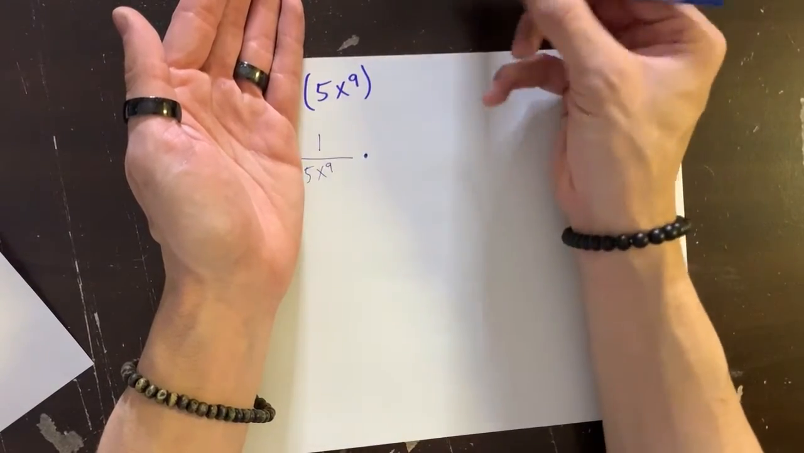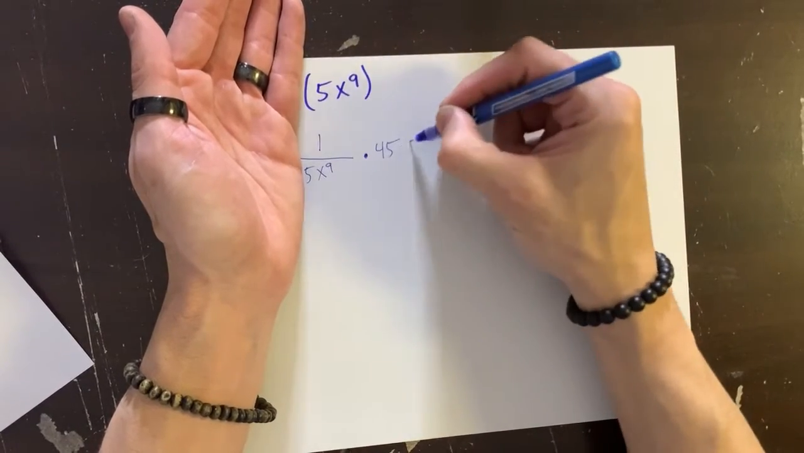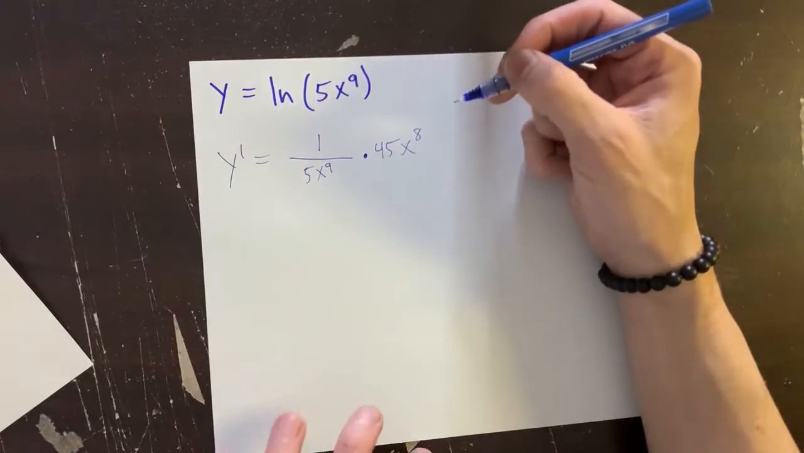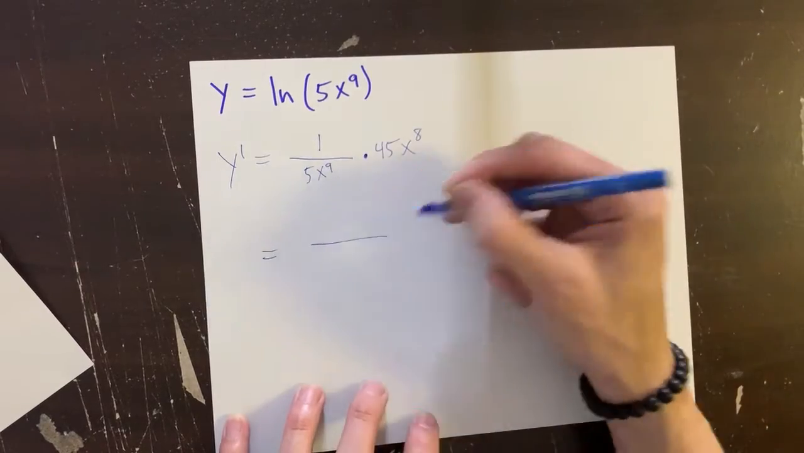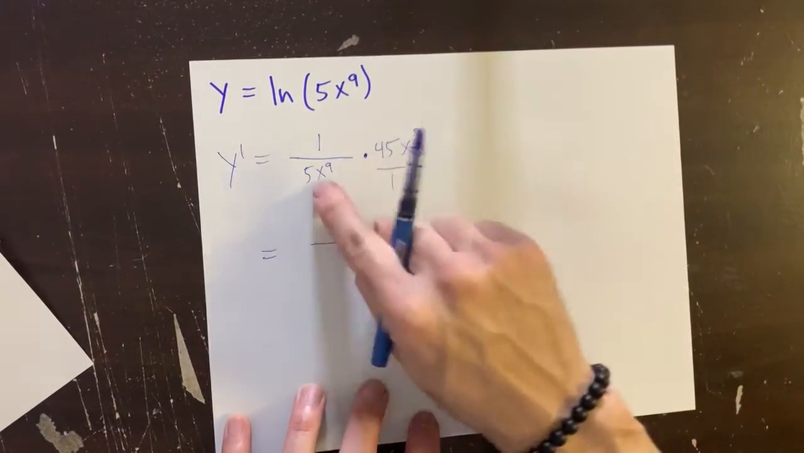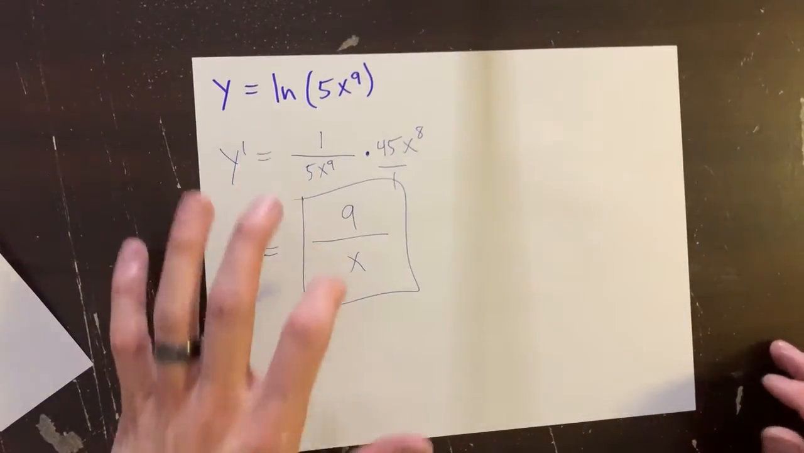Well, power rule. 9 times 5 is 45. Preserve the base x. Diminish this by 1 to get 8. And then that would be it. Can I reduce this? Sure, I suppose that I can clean this up a little bit. 5 goes up into 45 9 times. x^8 over x^9. This is just like that, right? So you can clean it up a little bit. That is the derivative of this here.